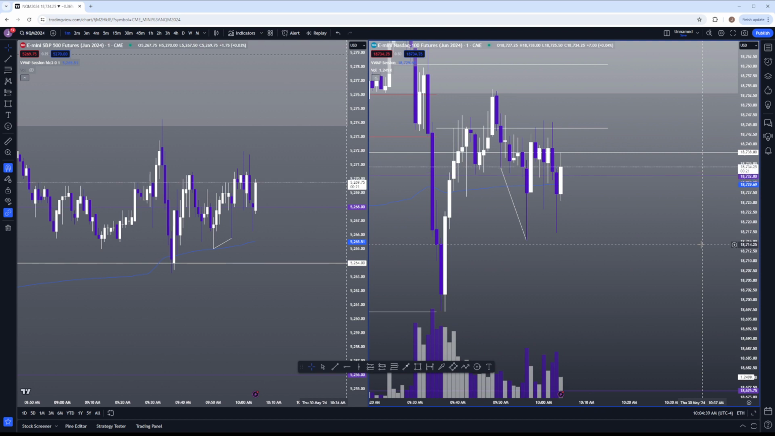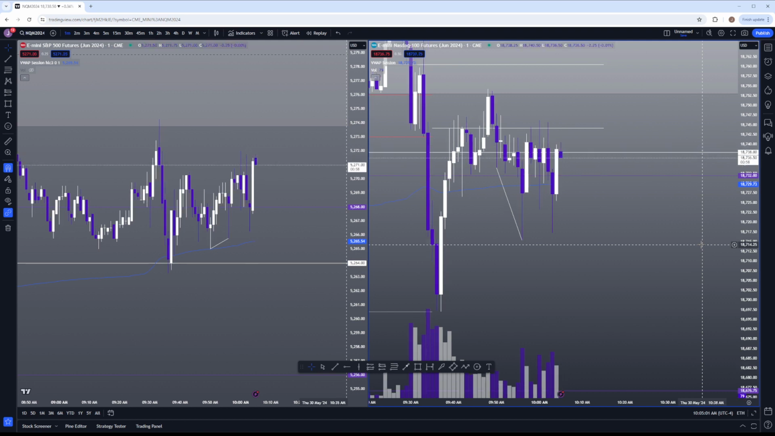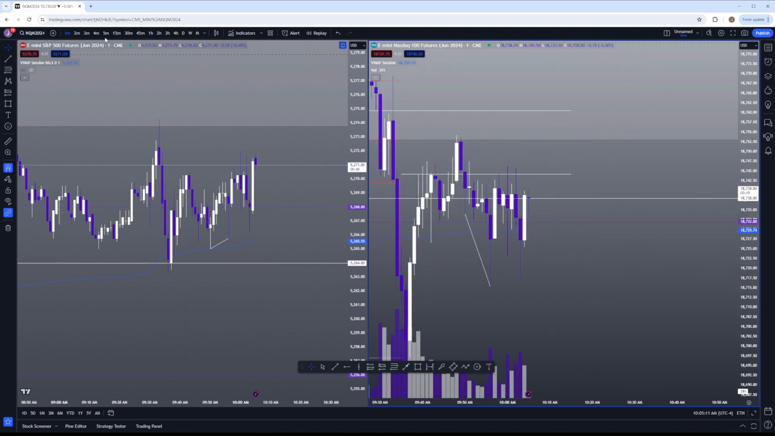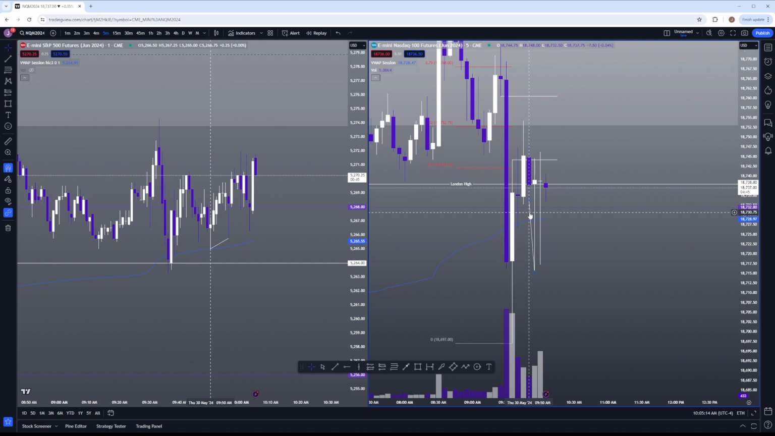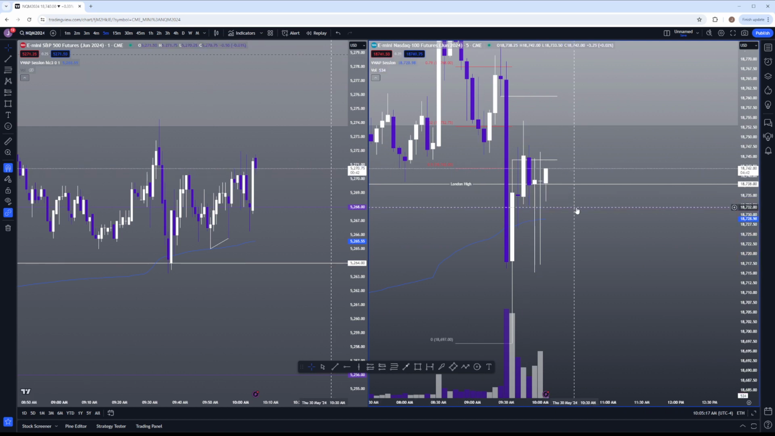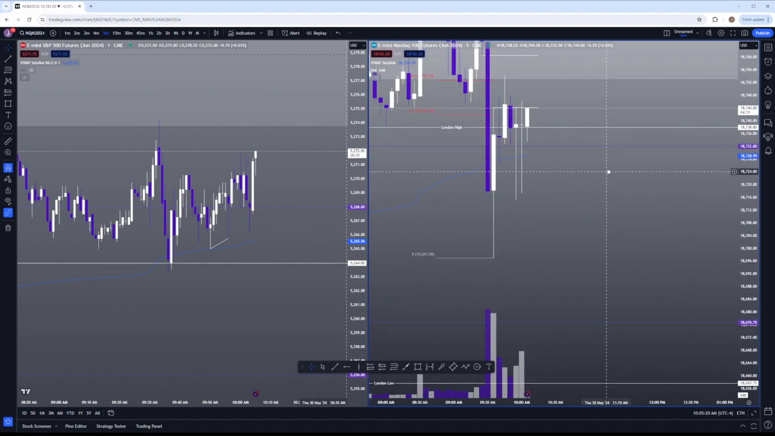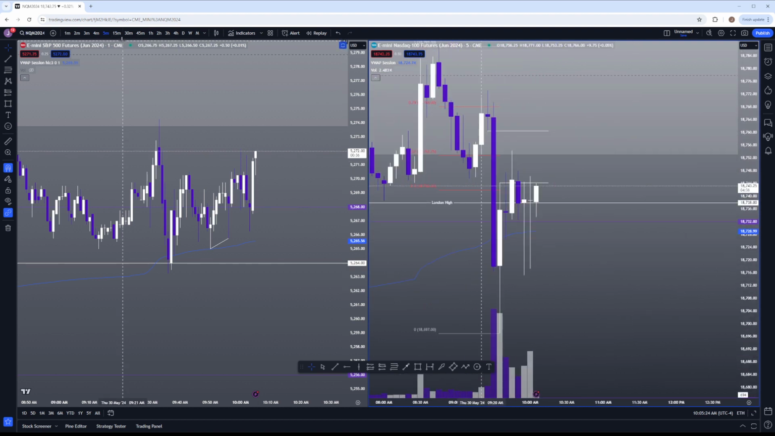So I'll continue to wait. I'll continue to be patient. Wait for the market to give us some direction. So far, we have not had good price action. Yeah, price action has been pretty bad this week. It has been a tough thing to navigate.